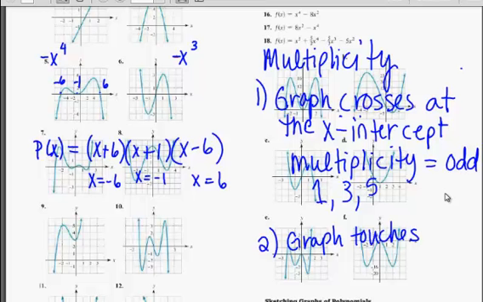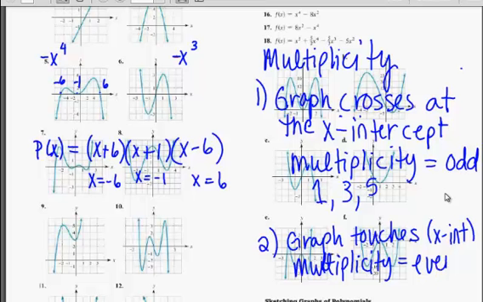if the graph touches at the x-intercept, I'm going to go ahead and abbreviate so I have enough room, then the multiplicity is going to be even. So you're going to have a square, a 2 root, a root that occurs 4 times, etc. Okay? All right. And you figure out which multiplicity it is based on whether it crosses, and then you figure out whether it's a 1, 3, or 5, depending on how many roots you need to get to your highest power. Okay?